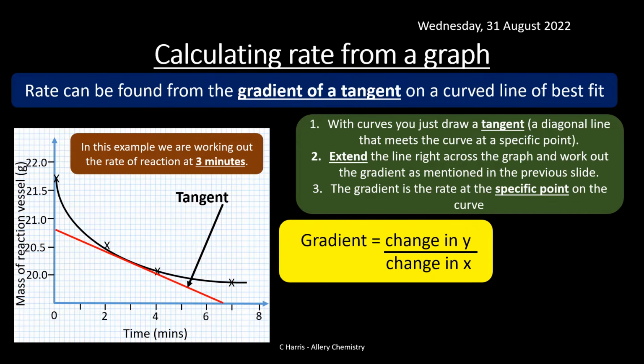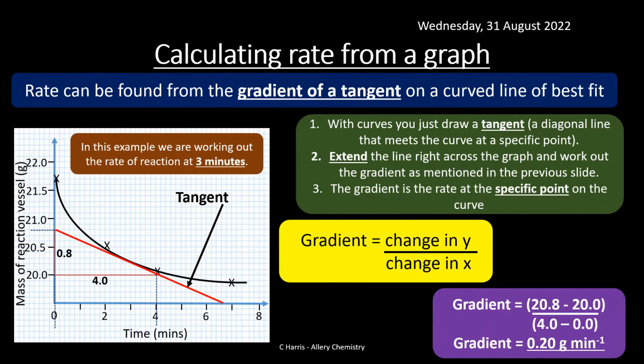It's change in y over change in x. So your change in y is 0.8 and your change in x is 4. We put those figures in and we get a gradient of 0.20 grams per minute. So again, look at the units. We've got grams on the left, minutes on the bottom. It's a different set of units, but it's still telling us about the same thing: the rate at which this was moving.